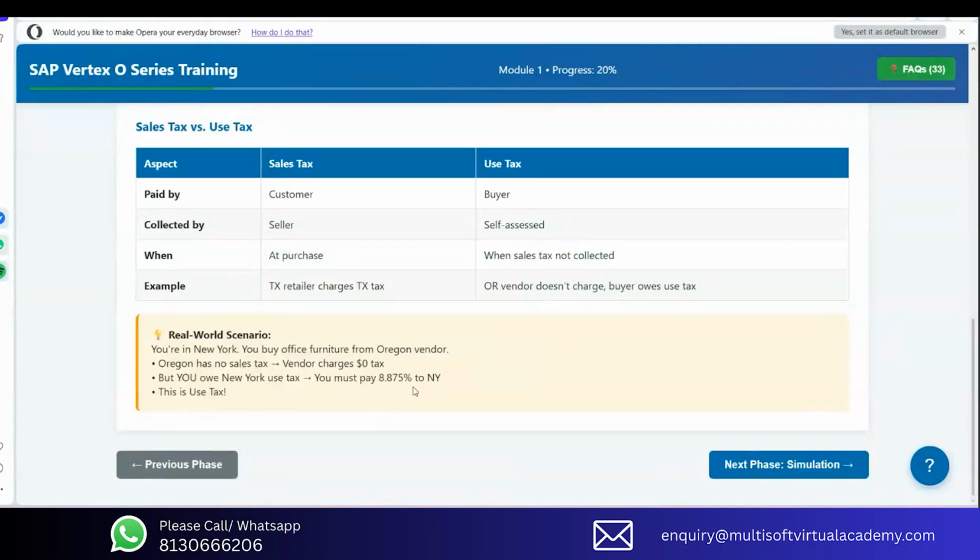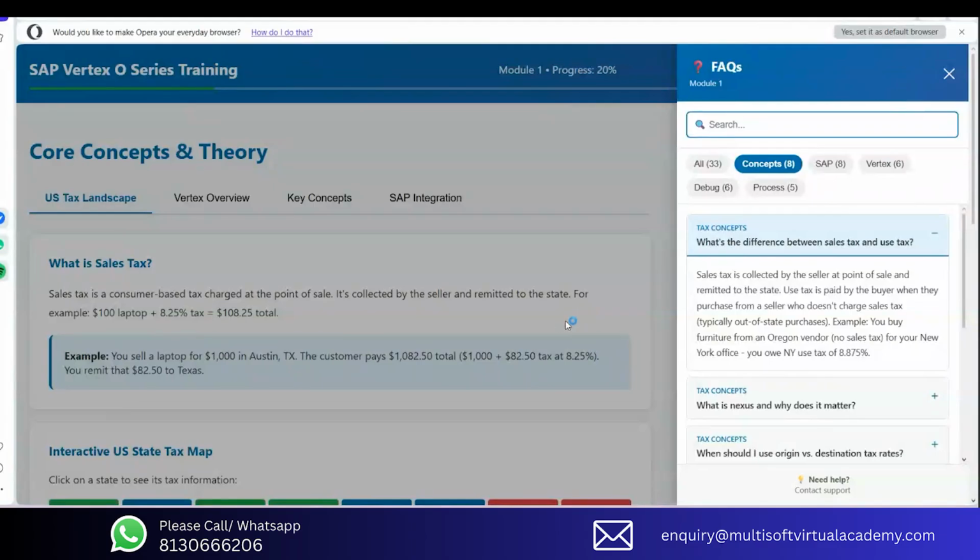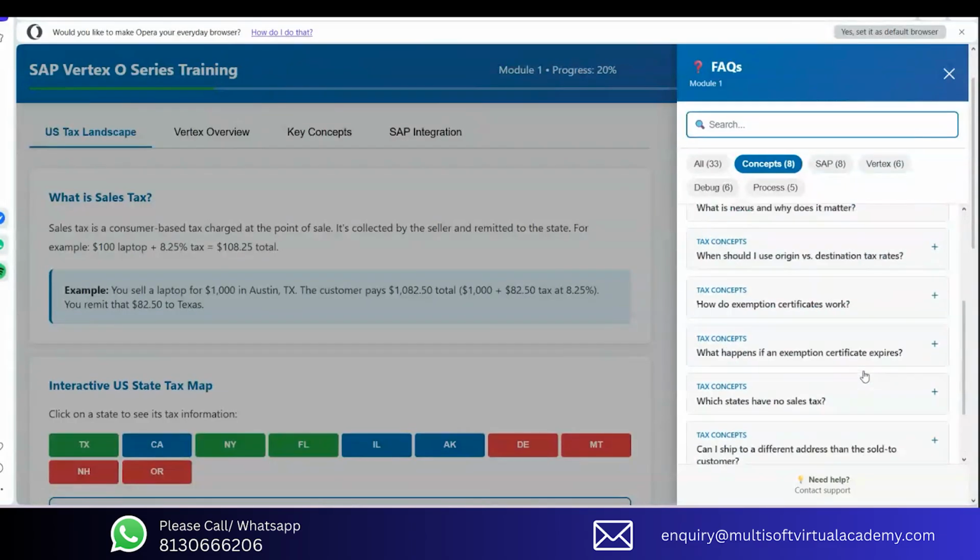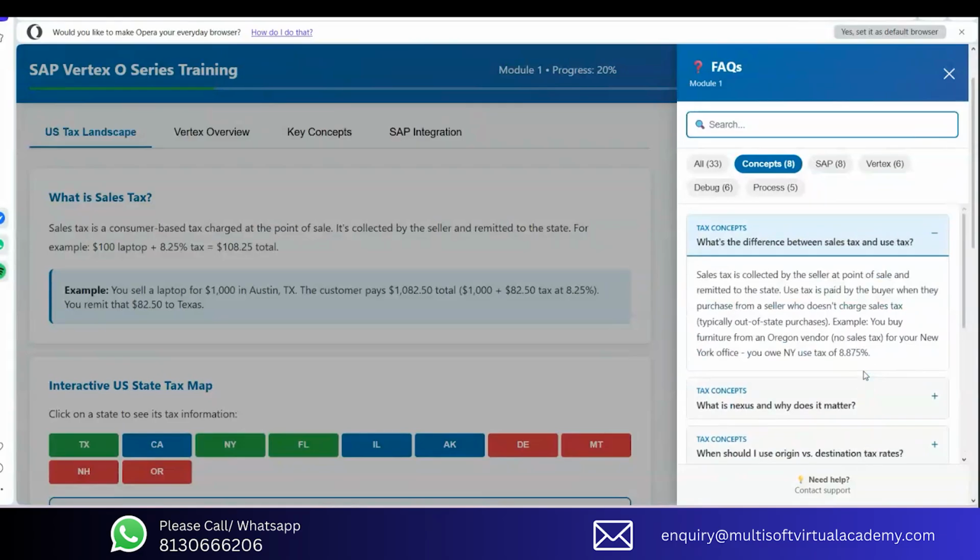Now, you see the real world scenario. You just go through that. Now, I want to ask some questions. So the vendor charges no tax, but we still have to pay the New York government tax. Yes. So sales tax is something the seller collects, and use tax is when the buyer pays when the seller doesn't collect any tax. Yes, correct.